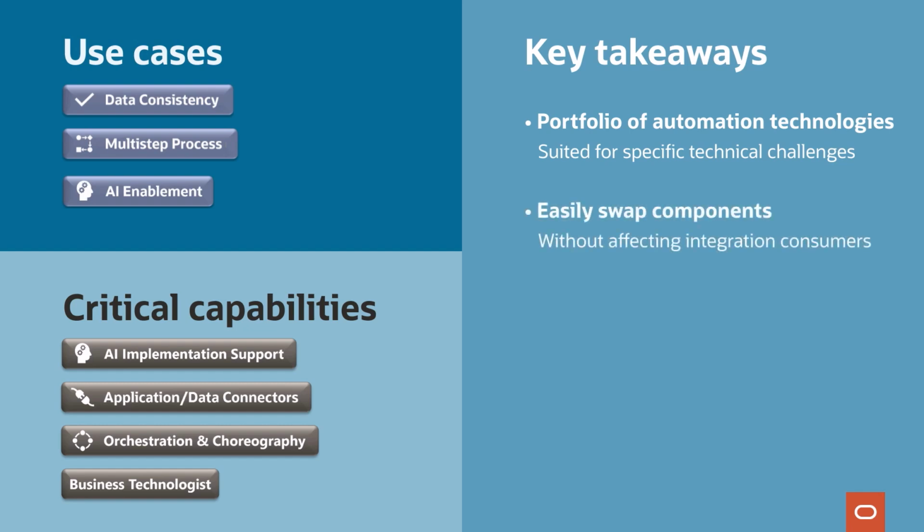Encapsulating automation components within an integration makes it easy to swap components without affecting consumers of the integration. For example, a robot can be used today to automate interacting with an application and later be replaced in a new version of the integration if a more robust and scalable API becomes available. An integration orchestrates connectivity and automation components into a composite service, regardless of the solution's complexity.